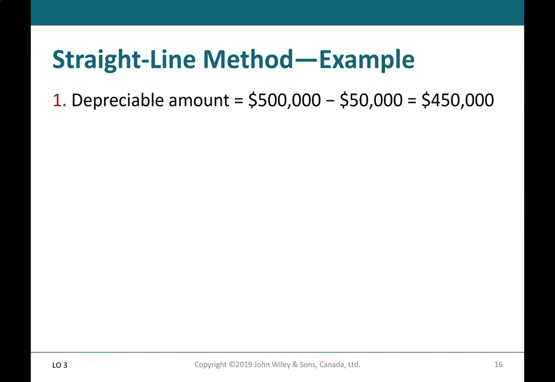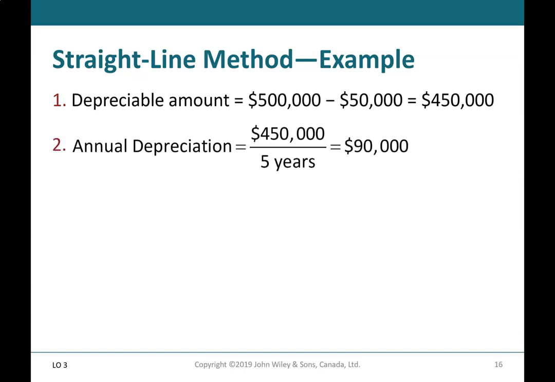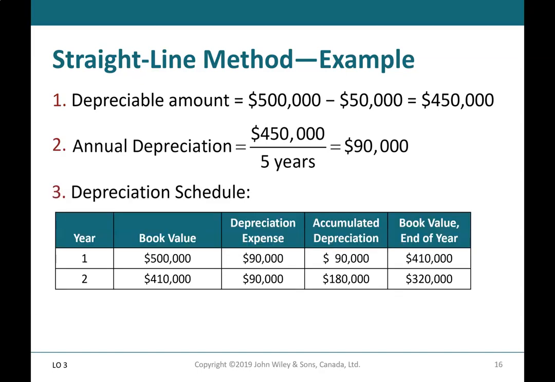Straight line method example. 1. Depreciable amount. 500,000 minus 50,000 equals 450,000. 2. Annual depreciation. 450,000 divided by 5 years equals 90,000. 3. Depreciation schedule. Year 1, book value is 500,000, depreciation expense is 90,000, accumulated depreciation is 90,000, and book value at the end of the year is 410,000.